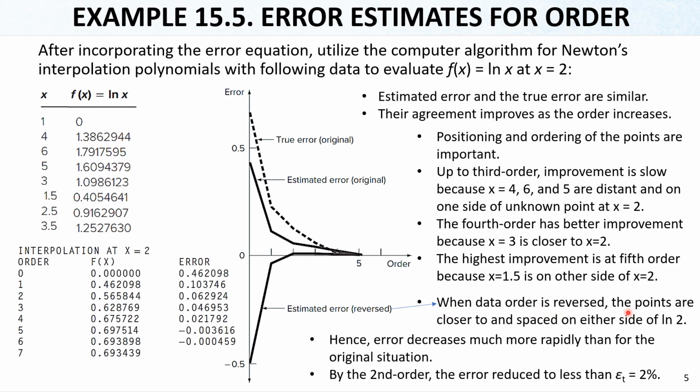So when the order is reversed, the points are closer to and spaced on either side of the x equals 2 value. That's why the errors are getting smaller, very small, near 0 at an earlier order. At third order, fourth order is much better when we have a reverse order. So the ordering of the data is important. That's why you can change the order and try interpolation again to see if you have a better approximation of the results in your problems. For example, by the second order, the error reduced to less than 2% here, which is very good. You don't need to use higher orders when you have a reverse order of this, for instance. You can have an increasing order of data and try that as well by yourself. You can write your own MATLAB code and try this and see how the results go.